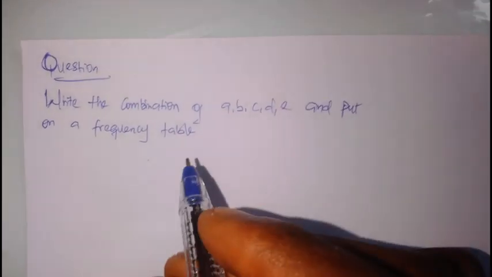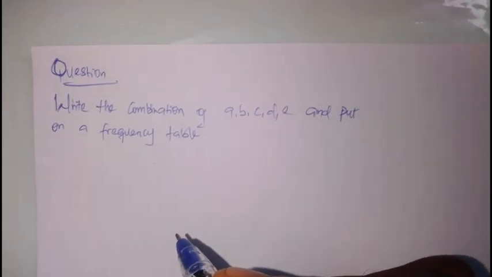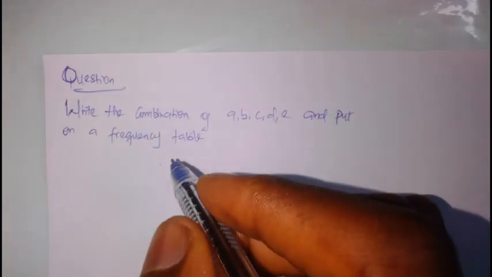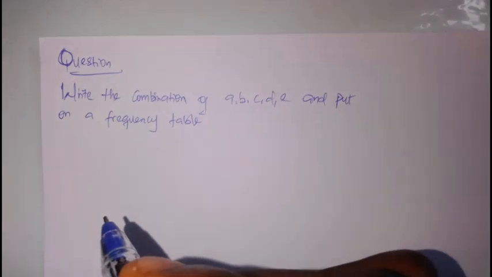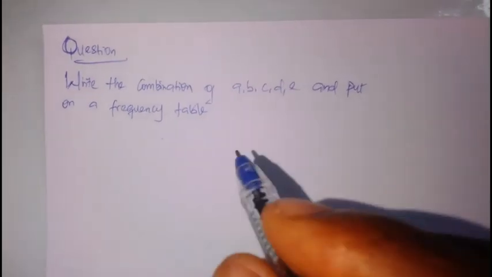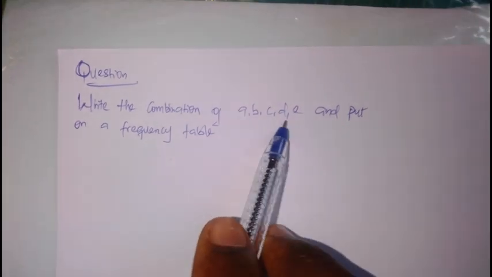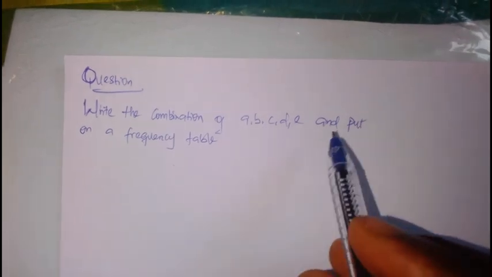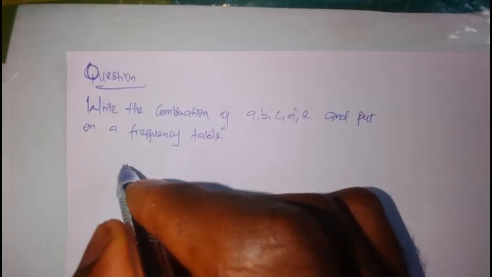Okay, so write the combination of A, B, C, D, E and put it on a frequency table. How do we do this? As the video I'll be uploading later is on combination and permutation, let me quickly explain this one to us. We're given 5 elements: 1, 2, 3, 4, 5, and we put it on the frequency table. This is a combination question.